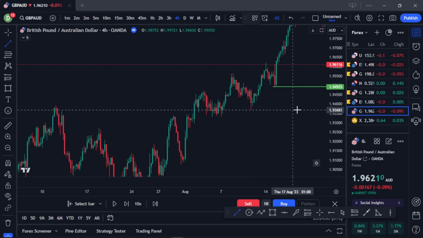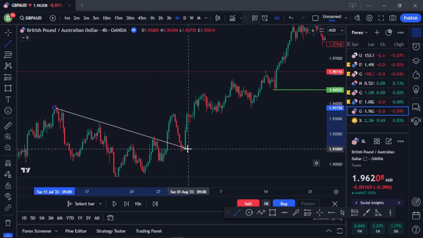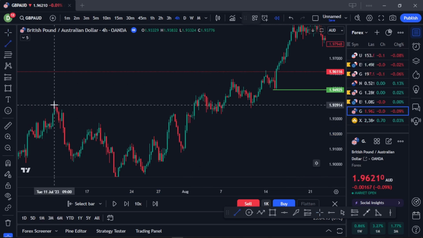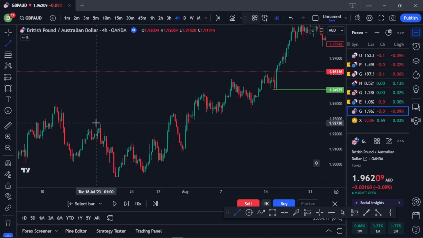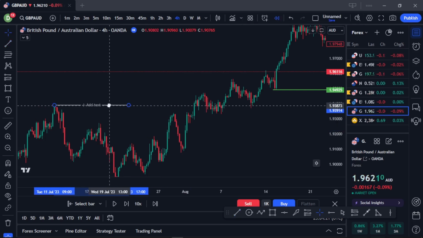We have a strong support level here, and over here we have what we call a market shift. You can see the market was giving us the downtrend vibes, but it eventually cut out of it. So over here we have what we call a market shift. Some call it change of character, some call it break of structure, but to me, I call it market shift.